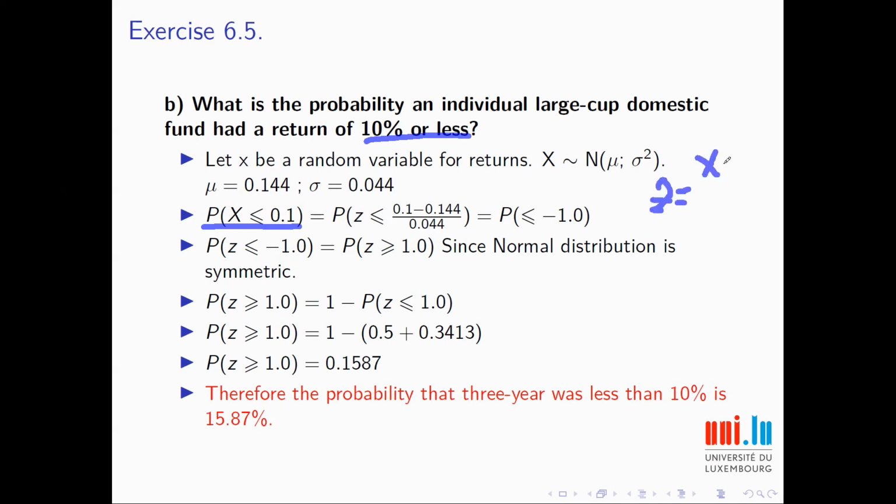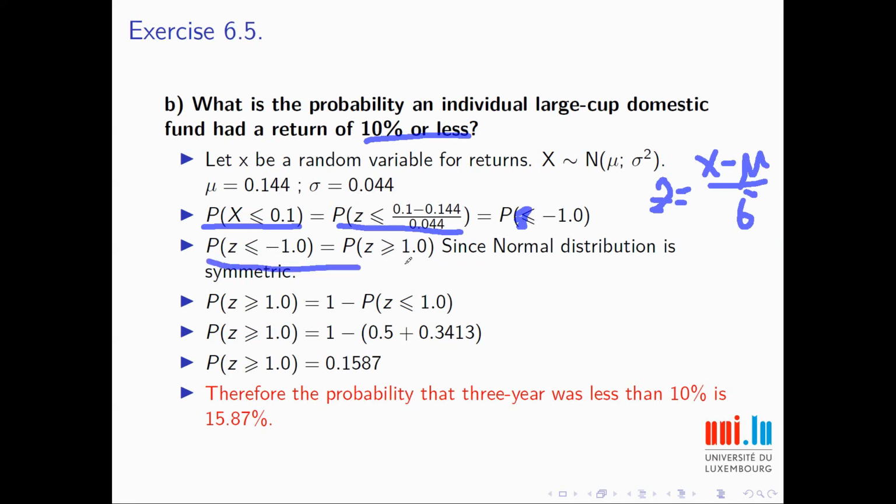Yeah, please just bear in mind the simple formula. So we move to the standard normal variable. We calculated it, and we found that the probability that Z is less than minus 1. Again, here we can use the symmetric property of our normal distribution.